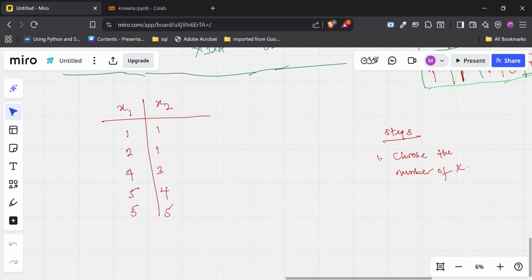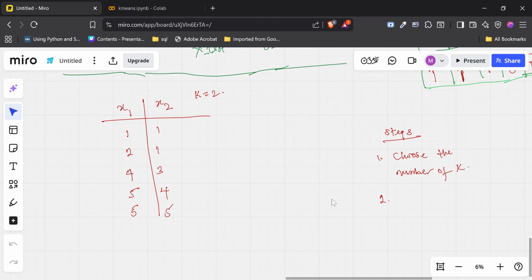After choosing your number of k, let's say we choose k equals 2 in our case here. We'll come here and say k equals 2. That is, we want to group this data into 2 groups.